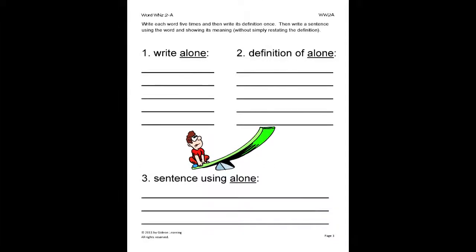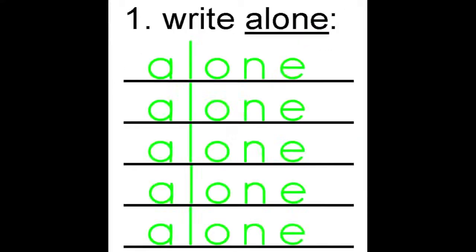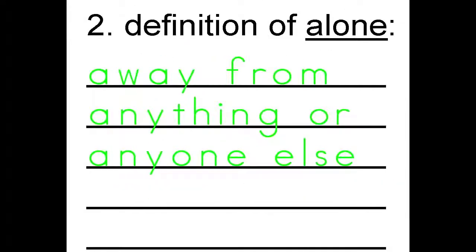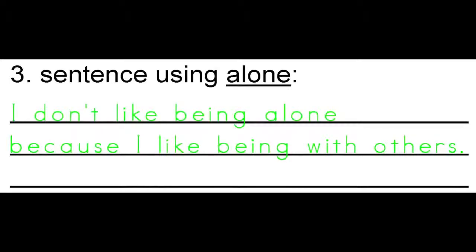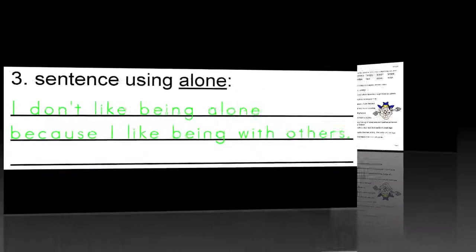On this exercise, the student will write each word 5 times and then write its definition once. Then, write a sentence using the word and showing its meaning. When writing a sentence, be sure to use your own words and creativity. Here is a good example. I don't like being alone because I like being with others.